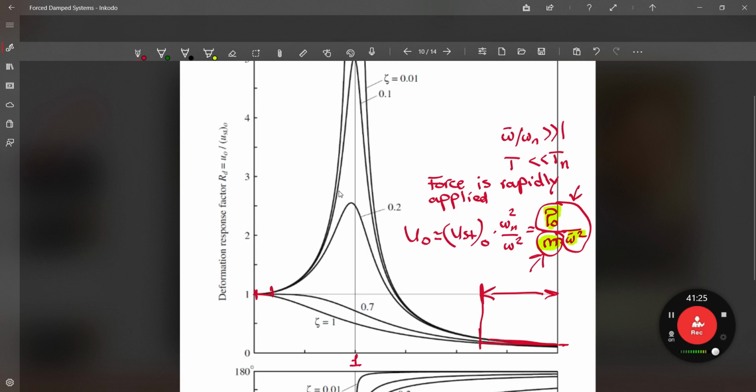This means that if you want to control the dynamic response in this region, where omega bar over omega n is very high, larger than 1, you need to control the mass of the system. You need to control the mass of the system. Okay? That's very, very important, and you need to take care of this in your design.